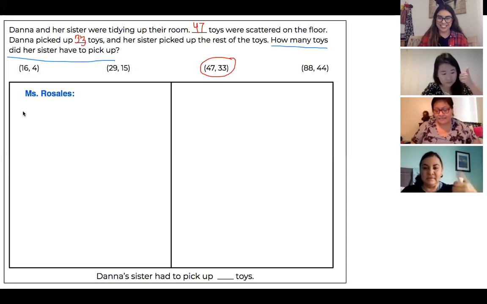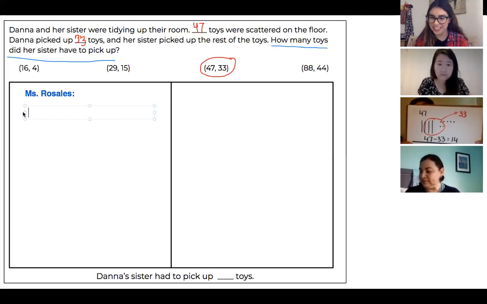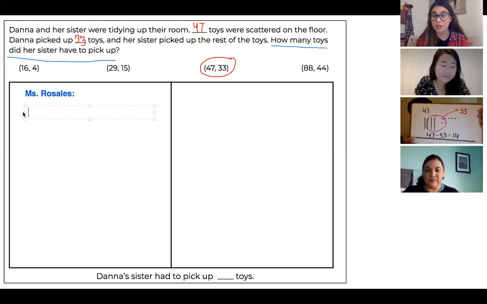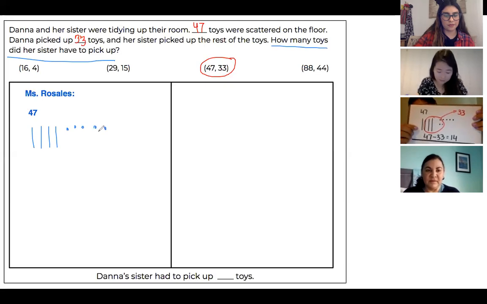All right. Ms. Rosales, can you show us your strategy? Ooh, so I see you did a drawing strategy, but you incorporated tens and ones. Go ahead and explain. So I knew that we had 47 toys scattered, so I chose to draw 10s, 40 right here, and then 7 ones. And then I remembered you mentioned that Donna picked up 33, so I wanted to show that she scooped up 33 and took those away. And then I counted how much was left over. And so my answer was 14.